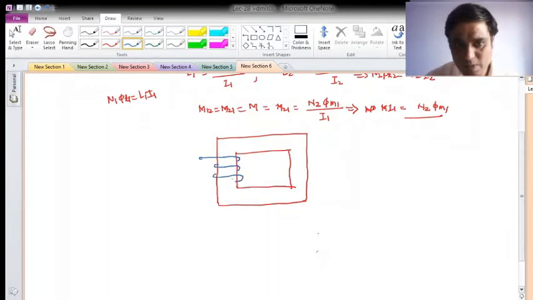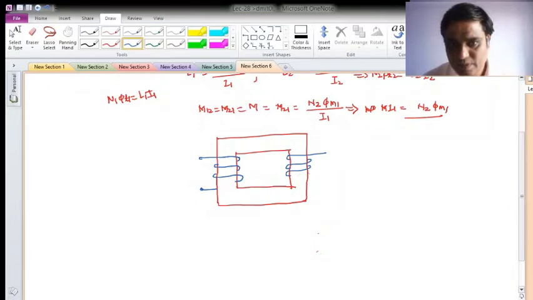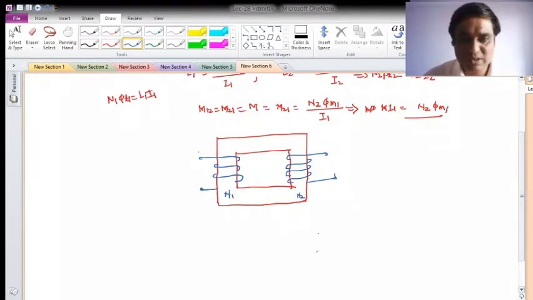Similarly on the secondary side also, suppose my sense of winding is like this, with some turns, say I have N1 turns here and N2 turns here. And to this let me energize the primary coil. Let me give the names A and B for example, and this is my coil C and D.